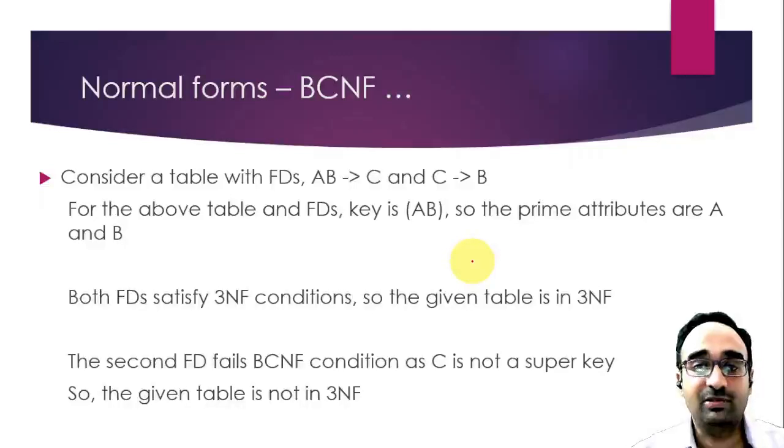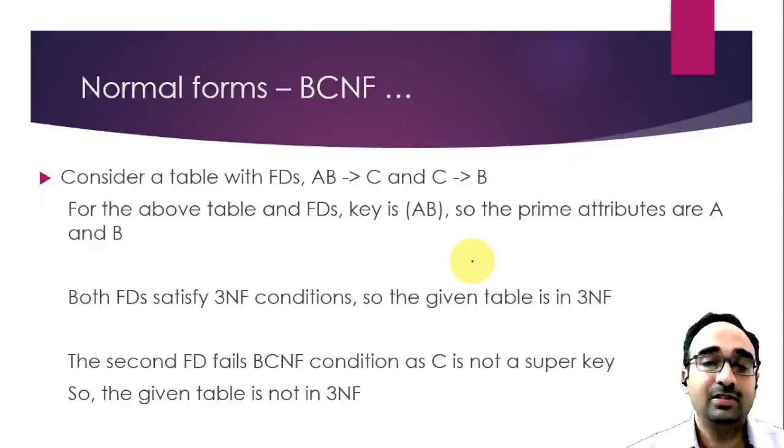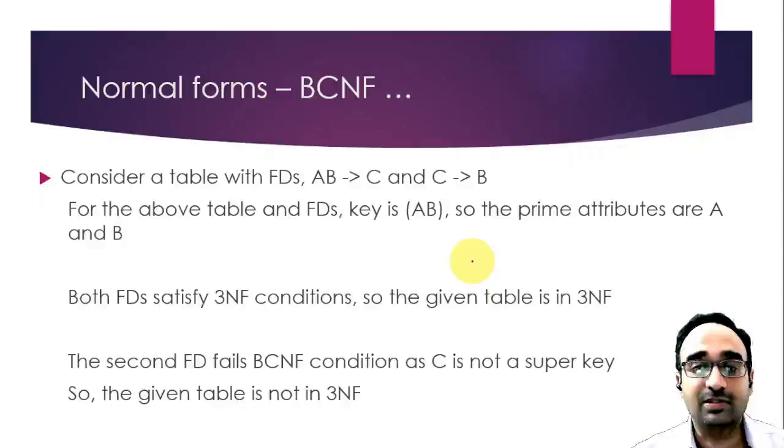We have discussed 4 normal forms: first normal form, second normal form, third normal form, and BCNF, also called Boyce-Codd normal form. Once again, I am saying this topic is very important for competitive exams, for your semester exams, and all these things. So please focus on this.